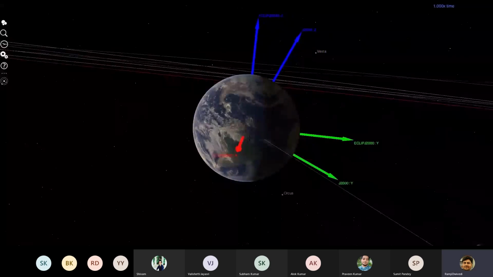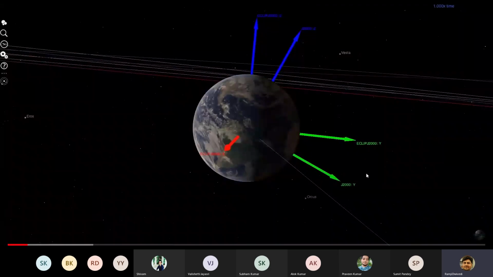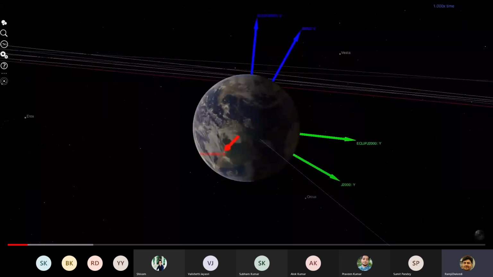There are two frames we are looking at. One is Ecliptic J2000 and the other is J2000 only. When I say ecliptic, it means we are considering the ecliptic plane for defining the XYZ. And when I simply say J2000, we are looking at our conceptual, old understanding of the equator, which contains the Earth's equator.